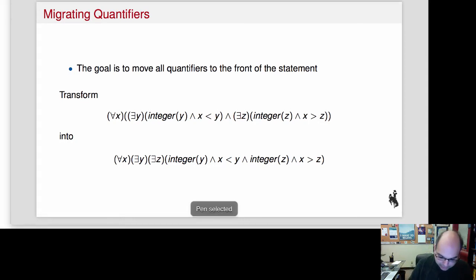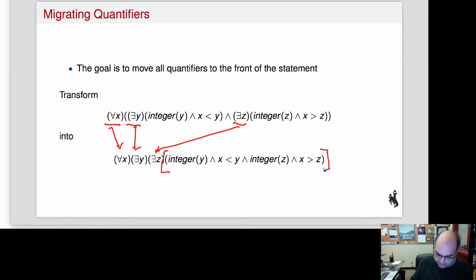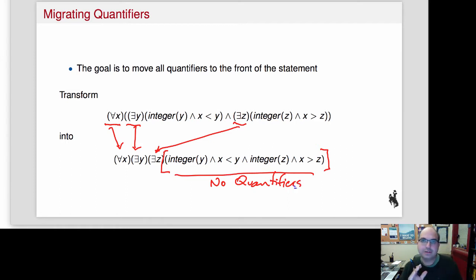We want to take something that's like this, that has this quantifier, this one, and that one, and we'd like to move them all to the front. And notice in particular that what I have here is one very large expression, okay? That if I look inside, there are absolutely no quantifiers, because everything's being migrated to the front. So it's not just to the front, it's outside of any logical connective.